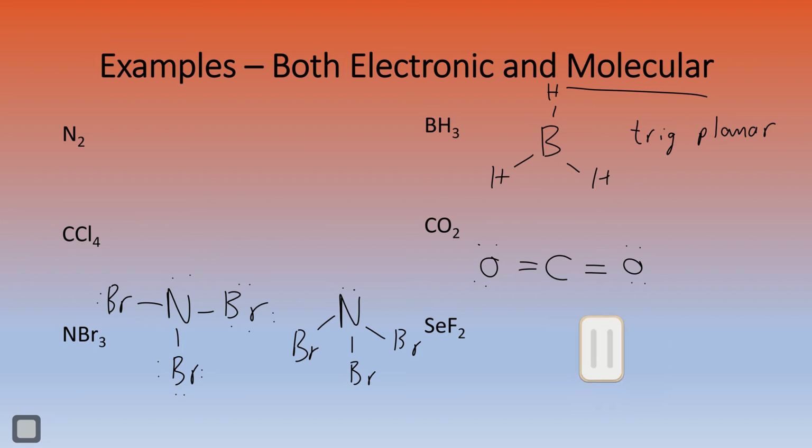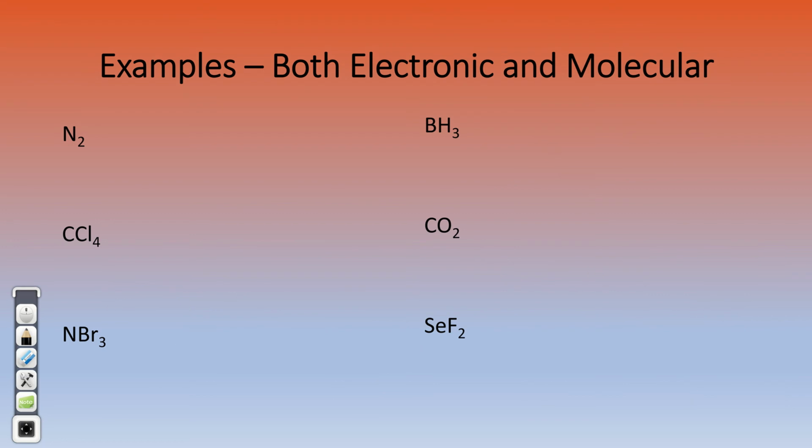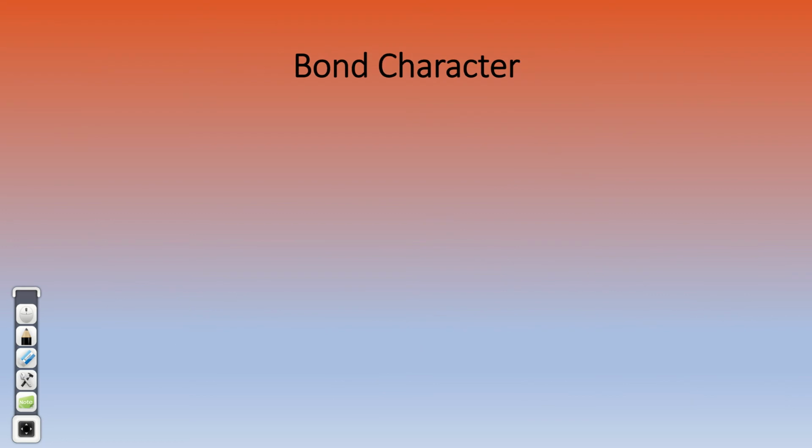SeF2, this is probably, again, the most common one that we would play around with, where we have F on both sides. Linear electronic, but then it would be bent molecular. Okay, so that's what we're looking at. You're going to have to be able to possibly draw both. Primarily the molecular is what we're looking at.